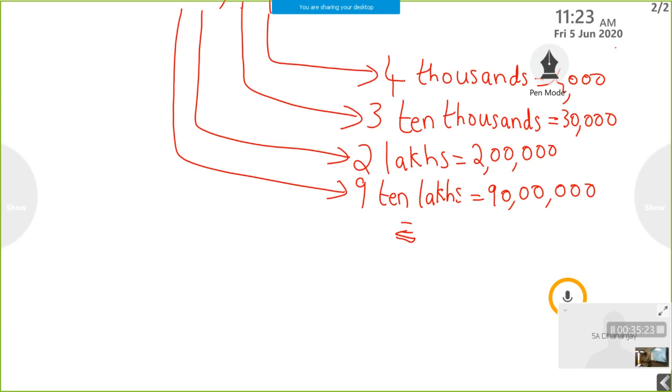So, once again, how will you write the place value of any digit? The place value depends upon the place in which the digit occurs. You have to multiply that digit with that particular place value. Now we'll move to an 8-digit number. We'll write an 8-digit number.